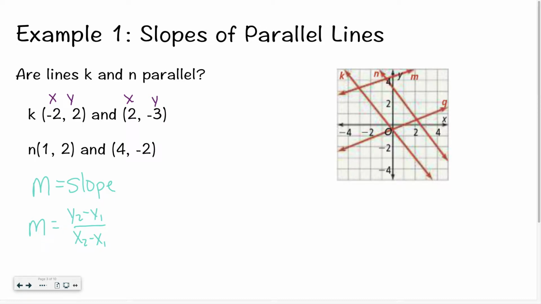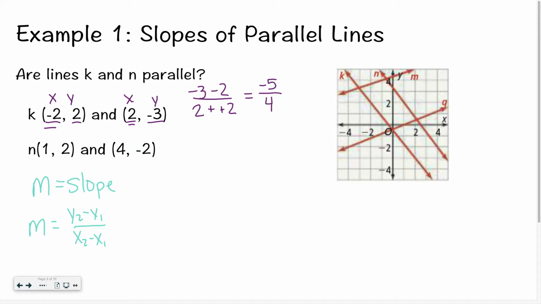So if I start with negative 3 minus 2 over 2 minus negative 2. So I did negative 3 minus 2 on top. And then I did 2 minus a negative 2. So negative 3 minus 2 is negative 5, and 2 minus a negative 2 becomes 2 plus 2, or 4.